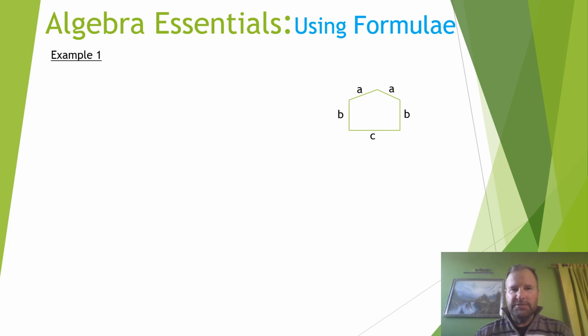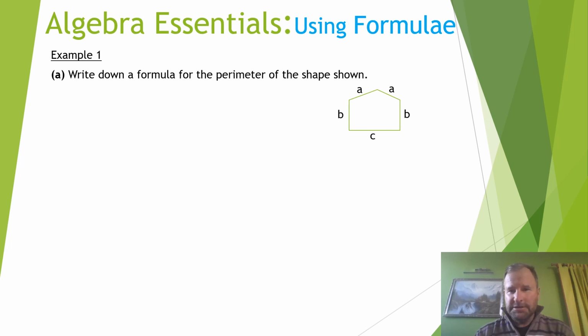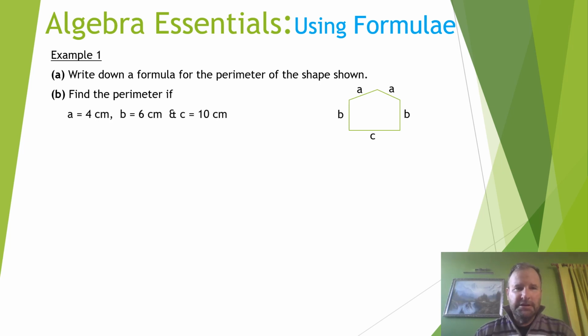Let's go straight into an example. An example here is write down the formula for the shape here. So this shape here is a type of irregular pentagon. We've got some letters representing the side lengths here: A, B, B, and C. We want to find the perimeter if we're given A equals 4 centimeters, B equals 6 centimeters, and C equals 10 centimeters. So what we do is we find out the formula.